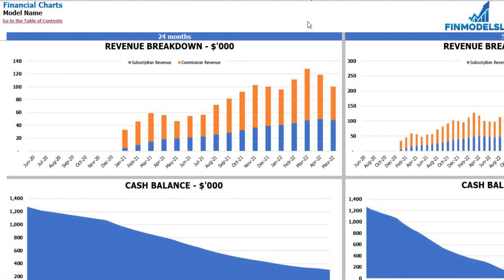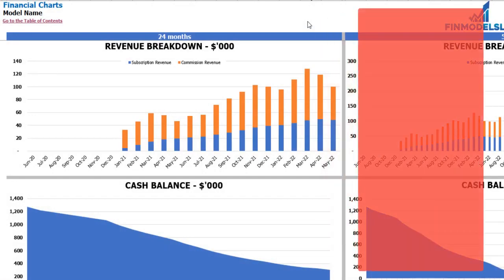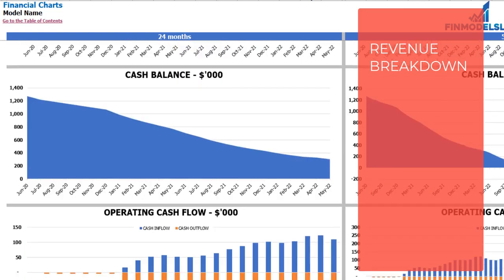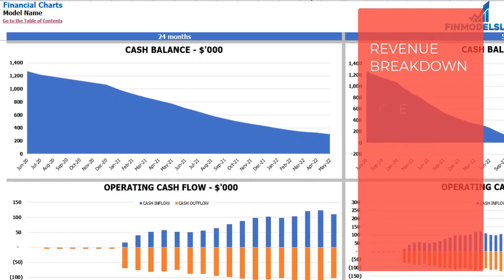On the Financial Charts tab, you may review your main financial KPIs in 2 sets of charts. On the charts on the left, you may see 24 months, and on the charts to the right, you can see the 5 years, broken down by months. On the top set of charts, you may see the revenue breakdown by subscription revenue and commission revenue. The next set of charts will show you the cash balance by months.